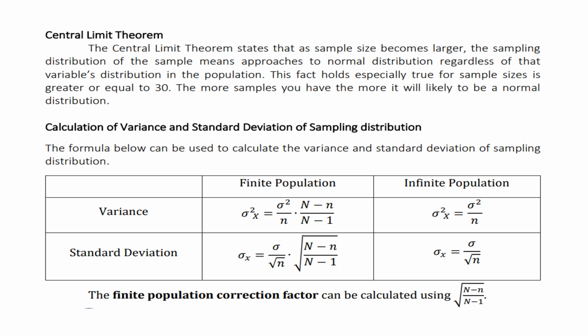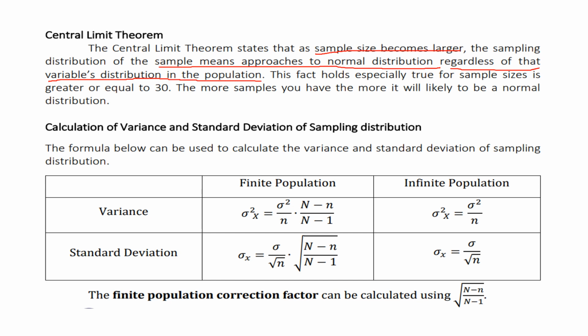So let's have some review about your central limit theorem and the formula in computing for the variance and standard deviation in dealing with your finite and infinite population. Your central limit theorem states that as sample size becomes larger, the sampling distribution of the sample means approaches the normal distribution, regardless of that variable's distribution in the population.